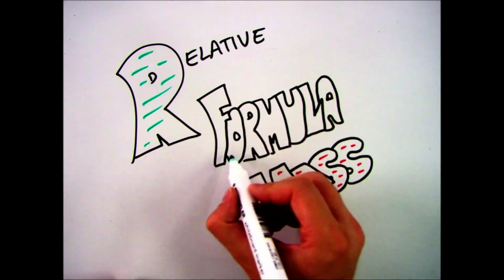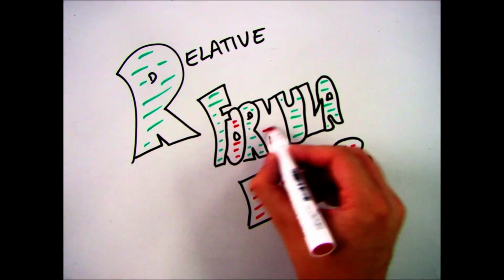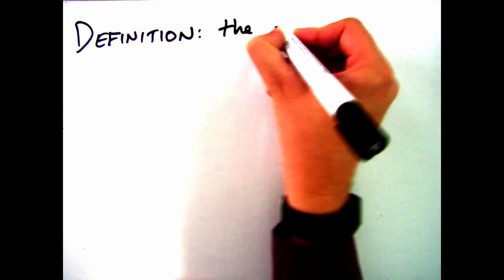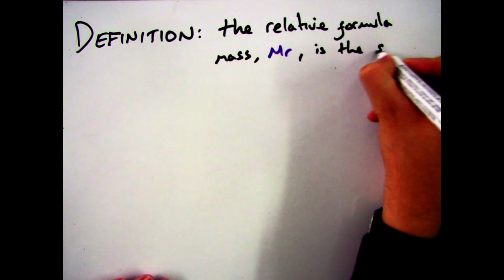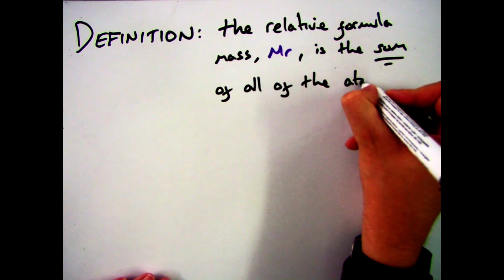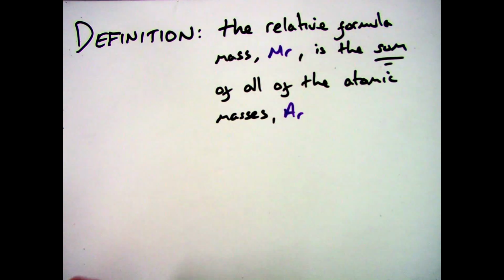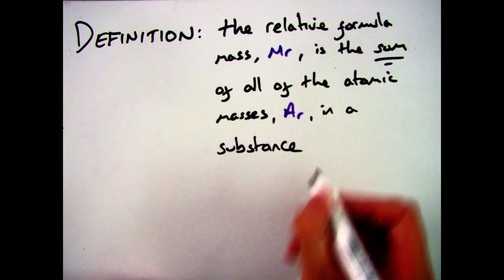Welcome to this video on relative formula mass, where you're going to be looking at how you can work out the formula mass for different compounds. Now the first thing you need to know is the definition for relative formula mass, which is the sum of all the relative atomic masses for a substance.